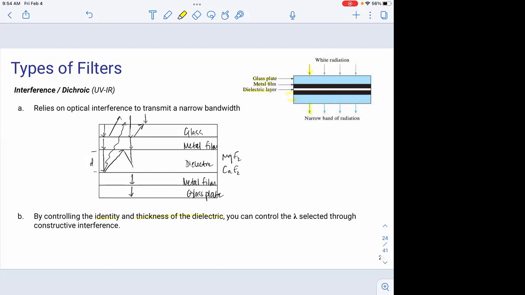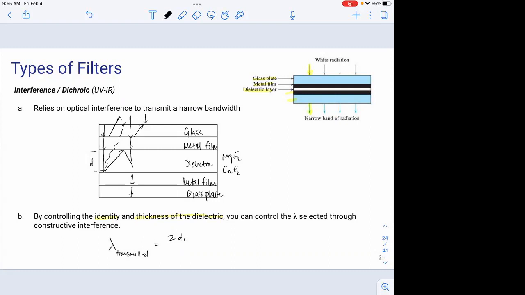The other part that I wanted to mention is that you can actually calculate the wavelength that's selected via constructive interference if you know the thickness of that dielectric and the order of interference that is prevalent in your glass plates. So let me give you an equation. So the wavelength transmitted is equal to 2 times the depth of the dielectric multiplied by the refractive index, right?